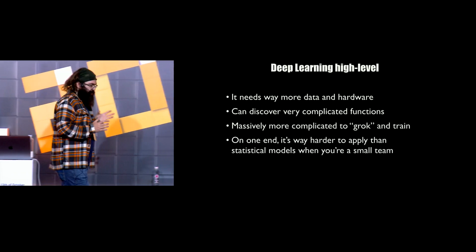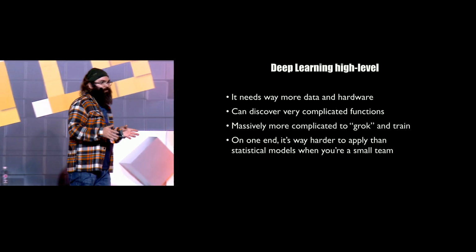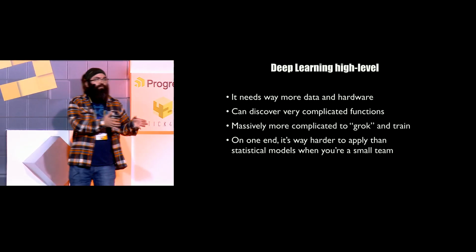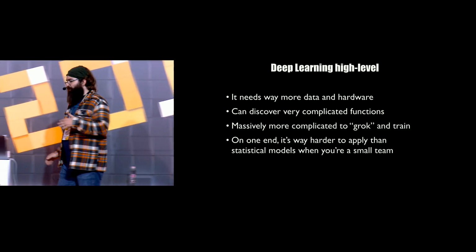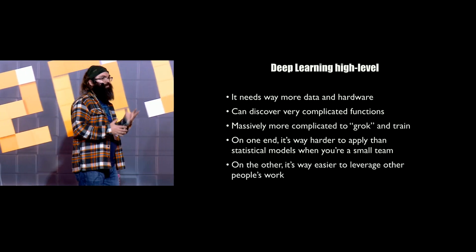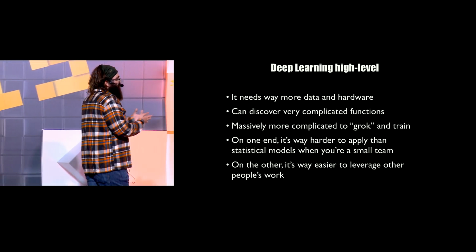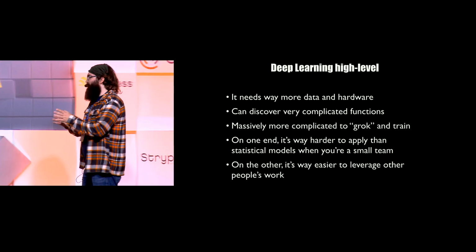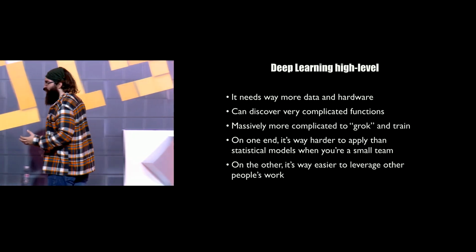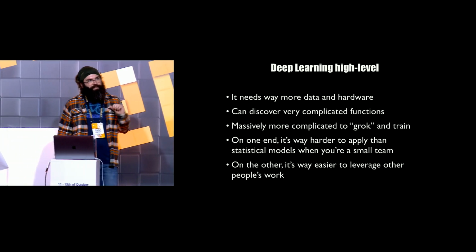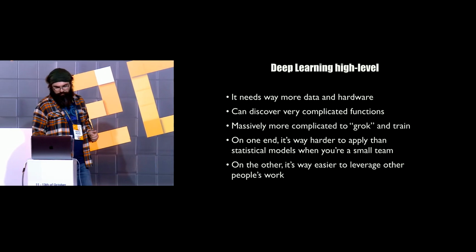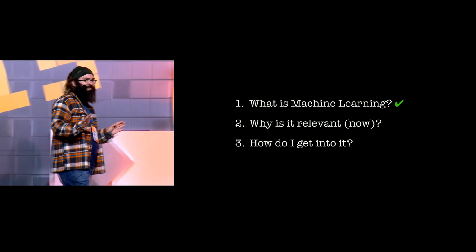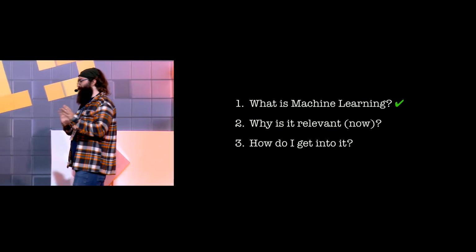And on one end, if you're just a one-man band or a very small team without a lot of resources, it's pretty much harder to apply than statistical models for those reasons. But on the other hand, it's way easier to leverage other people's work. And that's where I see neural networks going in the next few years, kind of commoditizing machine learning so non-specialists can apply it to problems they have a bit more freely. Because the statistical learning methods actually require you to learn quite a lot. Cool. That was my overview of machine learning. Essentially, I hope it made sense and you saw some bits and started connecting.